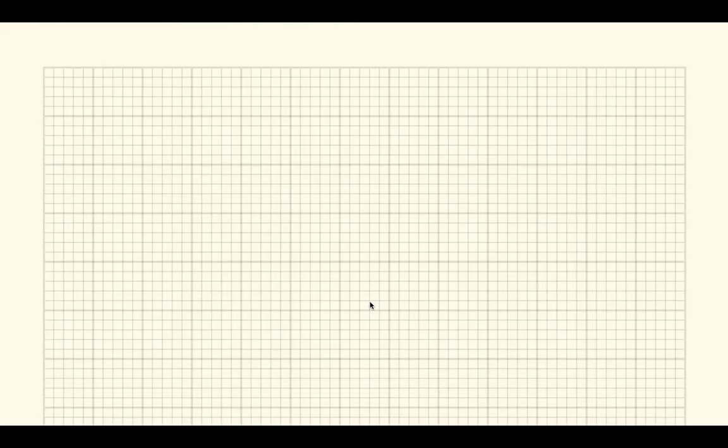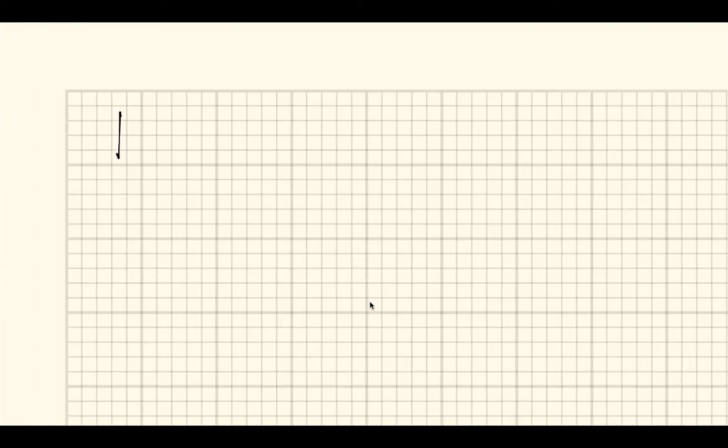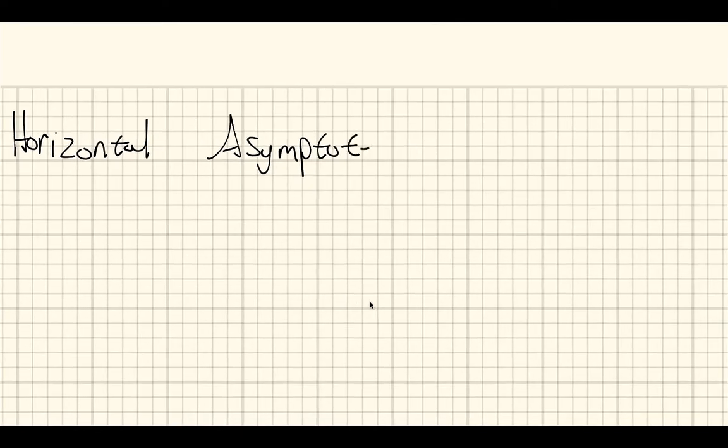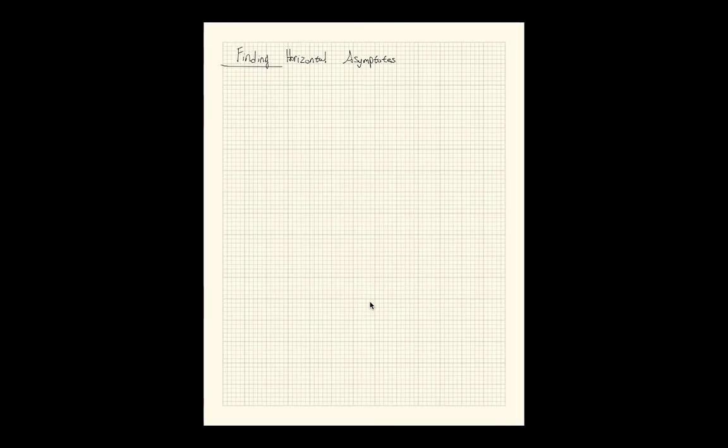Okay. Well, the only thing we're going to do on Thursday is finding horizontal asymptotes. Okay, and there's actually a couple different cases.